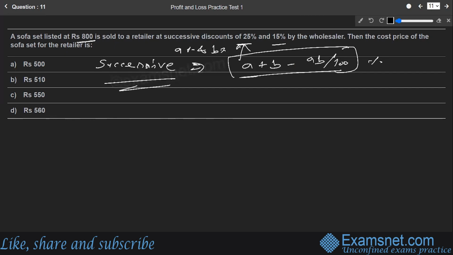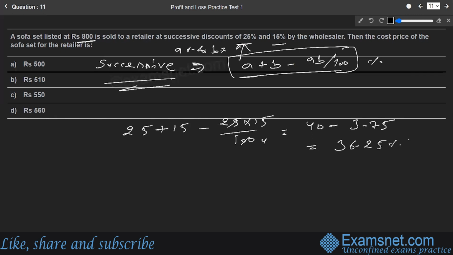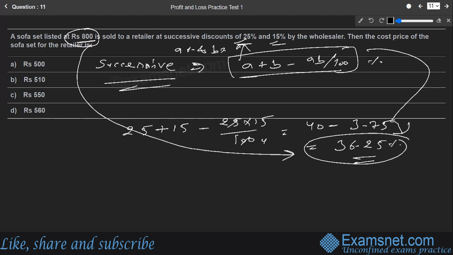Now, as they say, there's a discount of 25%, then 15%. So A value is 25 plus B value is 15 minus 25 into 15 upon 100. If we solve this further, 25 plus 15 is 40 minus 15 by 4, which is 3.75, which becomes 36.25%. So the successive discount of 25% and 15% is actually equivalent to a single discount of 36.25%.